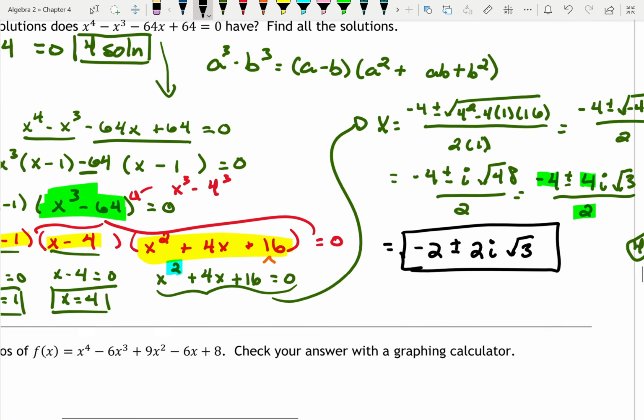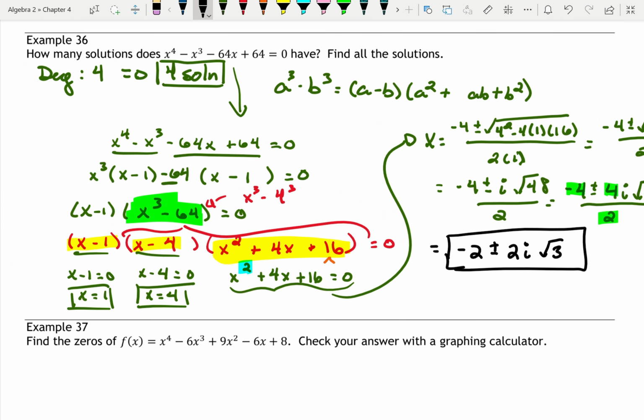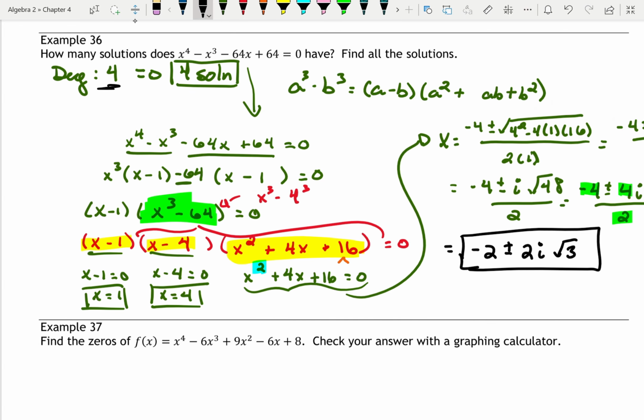So let's recap our problem. Up here we said we had 4 answers. We had 4 solutions. Right here we found that x equals 1, x equals 4, and then negative 2 plus or minus 2i root 3, right? The plus or minus counts as 2 different solutions. So we do have 4 unique solutions.